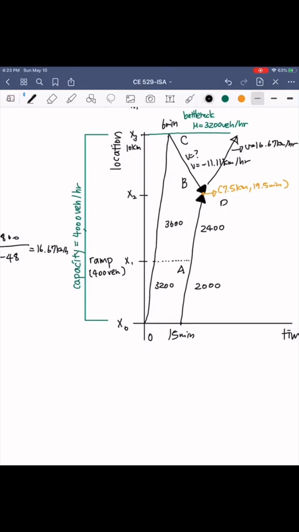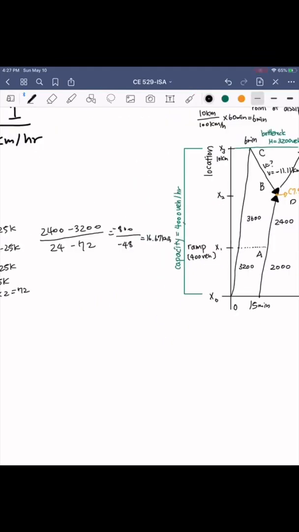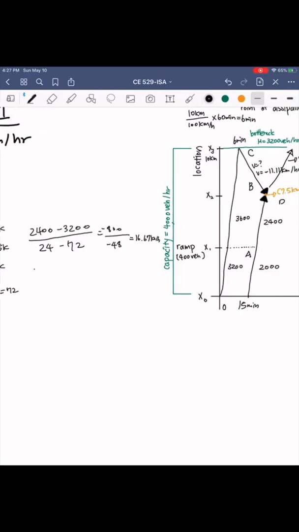And now we want to know how long it would take the shockwave to reach the end. So this will be a simple calculation. We know that the velocity is 16.67 and it is trying to move 2.5 kilometers, because it's 7.5 here, and this is 10 kilometer. So we would simply divide the distance by the rate, which is 2.5 kilometer divided by the velocity of the shockwave, which is 16.67 kilometer per hour.